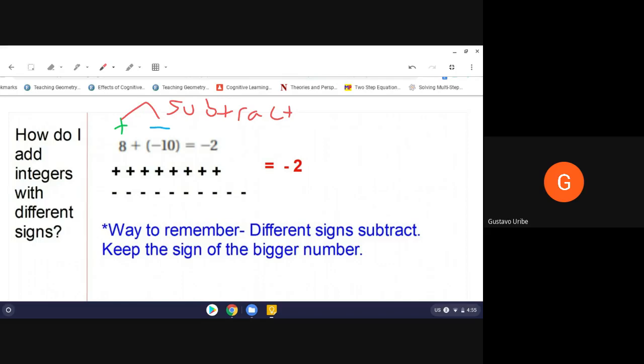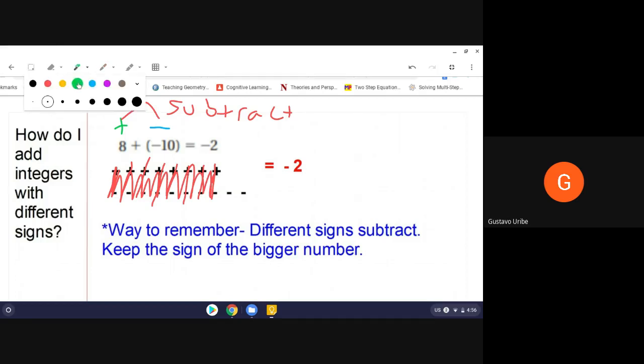Now, positives and negatives are opposites. So you're going to cancel out a plus with a minus. So these cancel out because they're opposites. Same. Now, all these canceled out because a positive and a negative cancel each other out. What I am left with, if I pay close attention, are these 2 negatives. So your answer is -2.